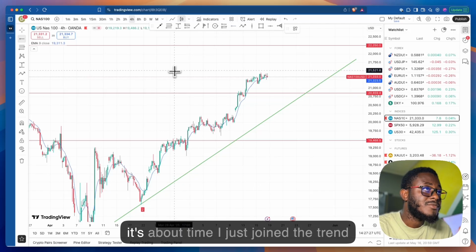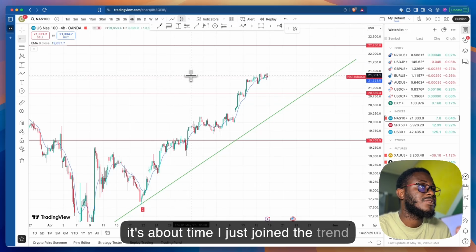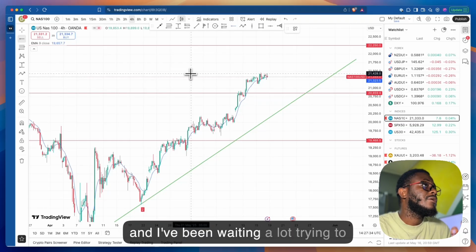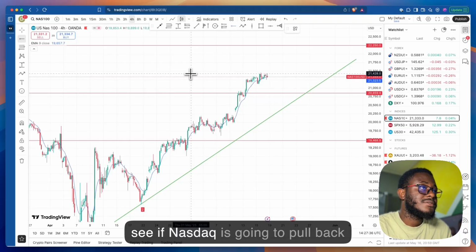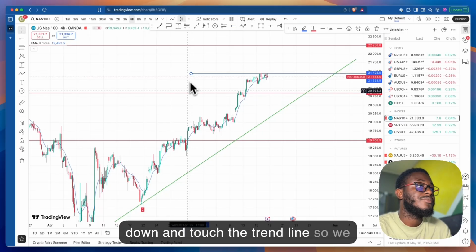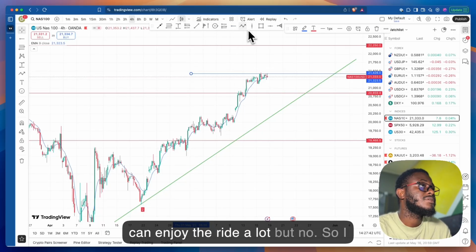Yeah. So for NASDAQ, I think it's about time I just joined the trend because I've been missing out a lot, and I've been waiting a lot trying to see if NASDAQ is going to pull back down and touch the trend line so we can enjoy the ride all up, but no.